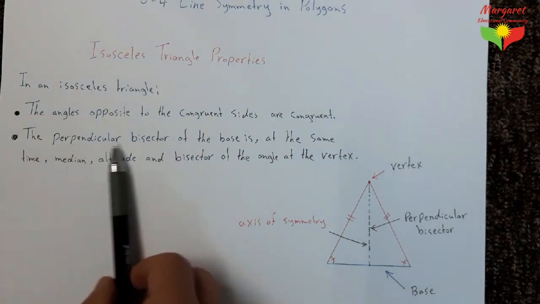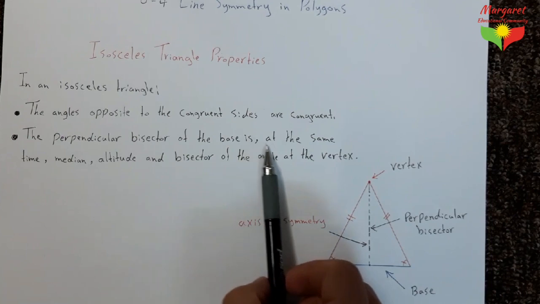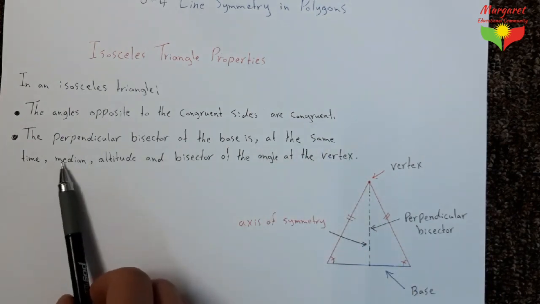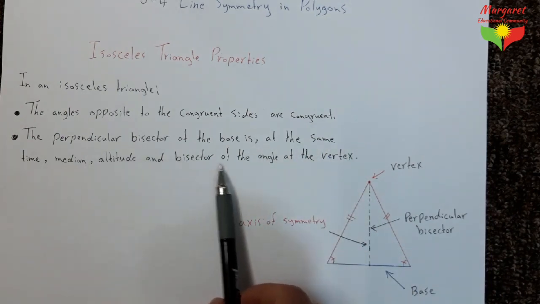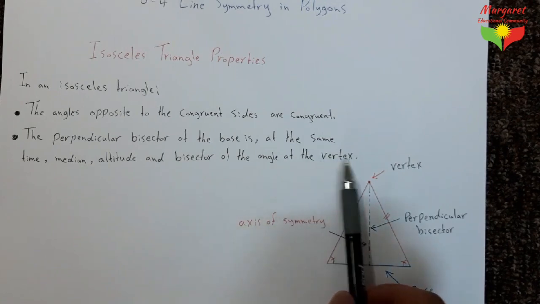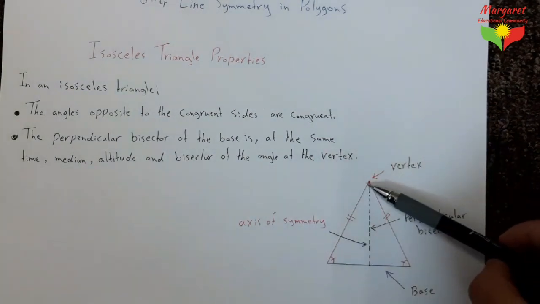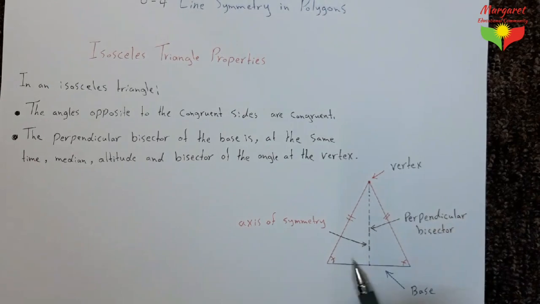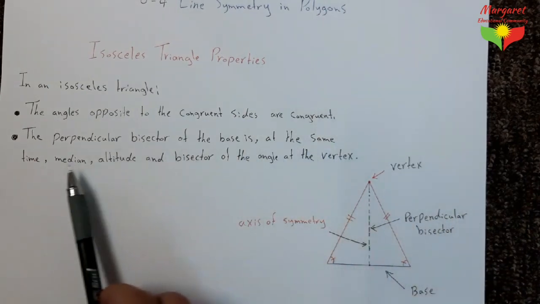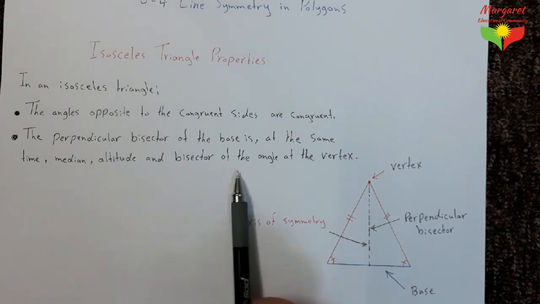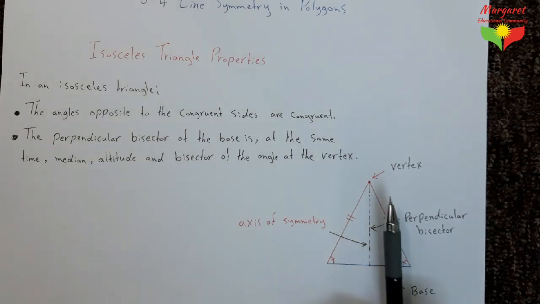And the perpendicular bisector of the base is at the same time the median, altitude and bisector of the angle at the vertex.